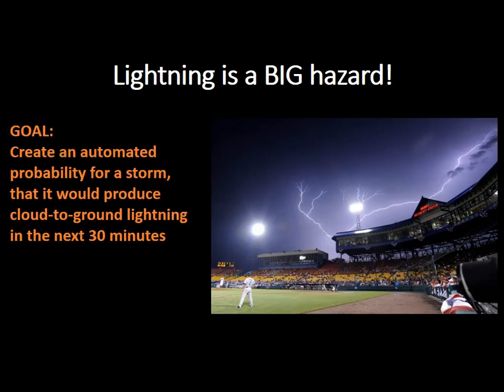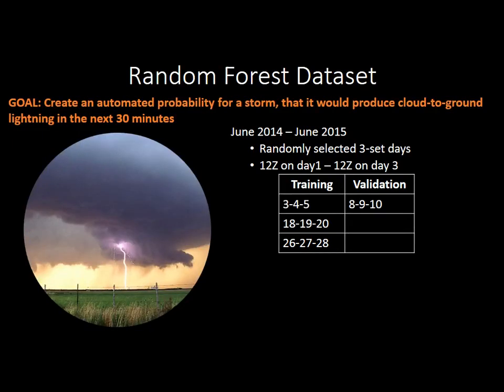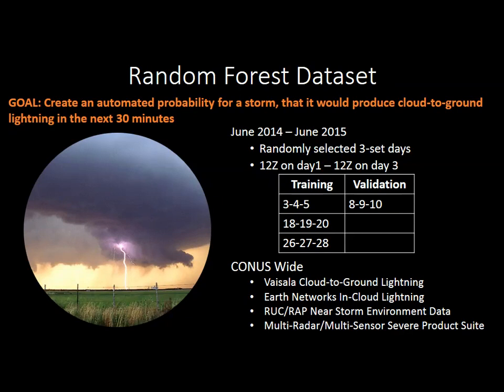So the main goal was to create an automated probability for a storm that it was going to produce cloud-to-ground lightning in the next 30 minutes. Looking at our data set, I looked at storms from June of 2014 through June of 2015. We used randomly selected 3 set days, where we started at 12 ZN day 1 and went till 12 ZN day 3. 3/4 of our data were used for the training data set, and the other quarter was for our validation. We did this CONUS-wide, and we used the VISLA cloud-to-ground lightning, Earth Networks in-cloud lightning, and the RAP near-storm environment model data, and then the multi-radar, multi-sensor, or MRMS severe product suite.